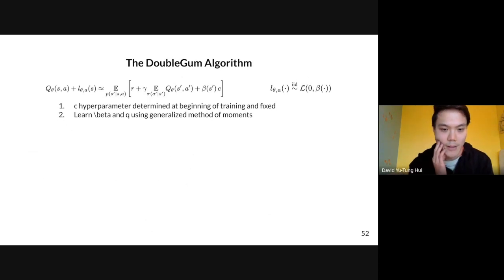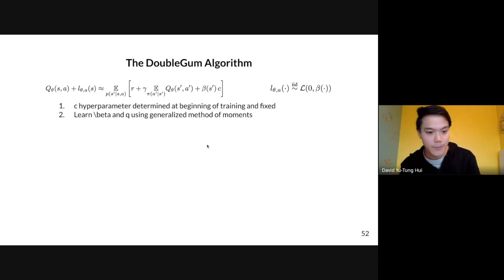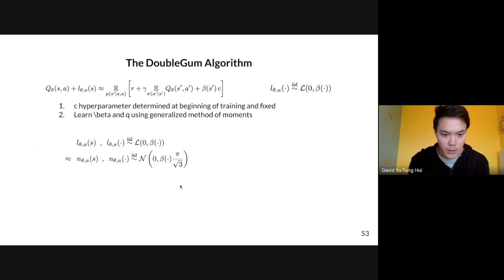It presents us an algorithm that has really two key characteristics. The first is that we have the scalar hyperparameter, which is determined, like I said, at the beginning of training, and that's fixed. And the second is that we can learn beta and also Q by the generalized method of moments by matching a Gaussian with this logistic distribution. The matching works by making note that a logistic distribution with location 0 and spread beta has the same moments as a normal distribution with mean 0 and standard deviation given by beta multiplied by this constant.